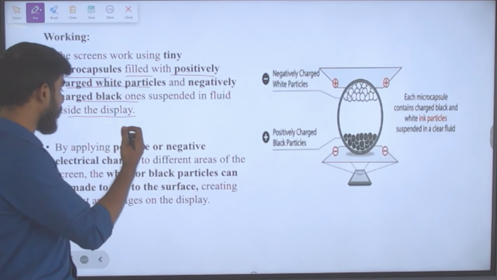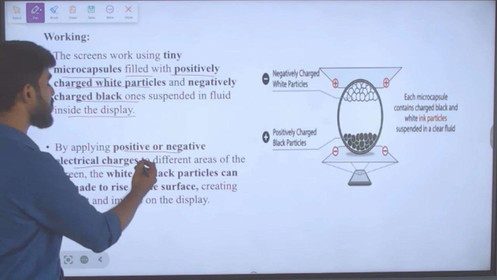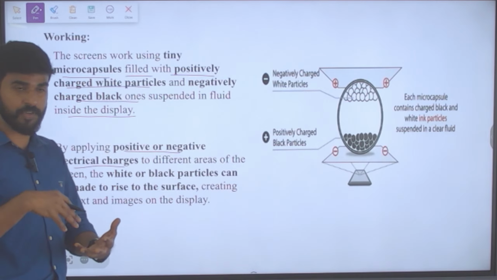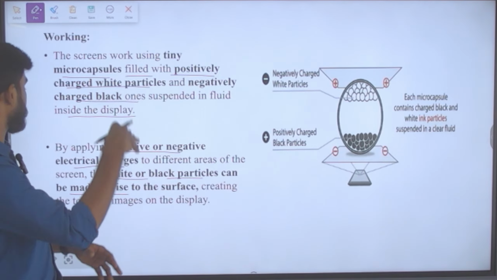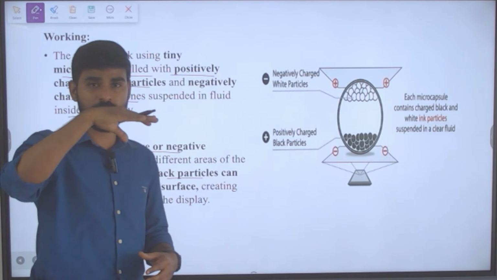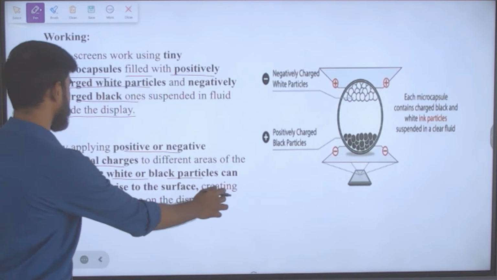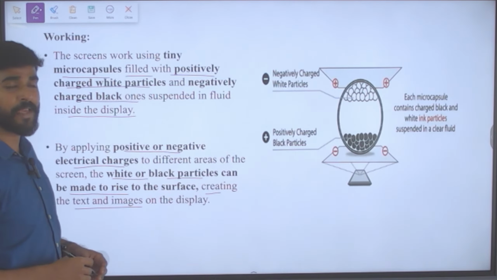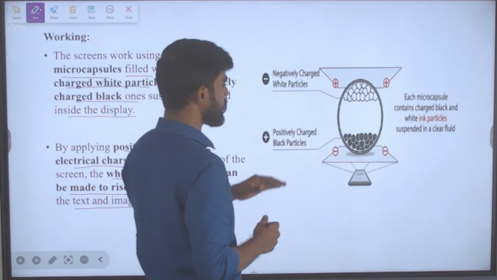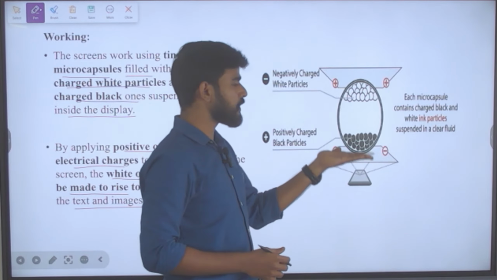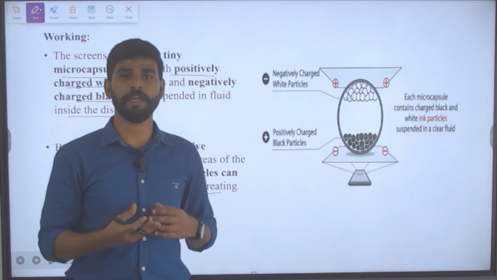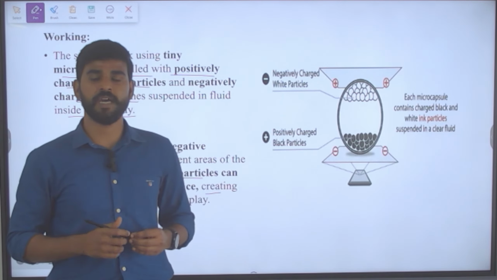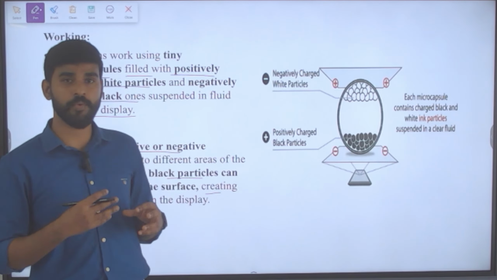Next, by applying positive and negative electrical charges to different areas of the screen, the white or black particles can be made to rise to the surface, thus creating the text and image on the display. So this is how it works. Either black rises or white rises according to the charge that we are supplying.